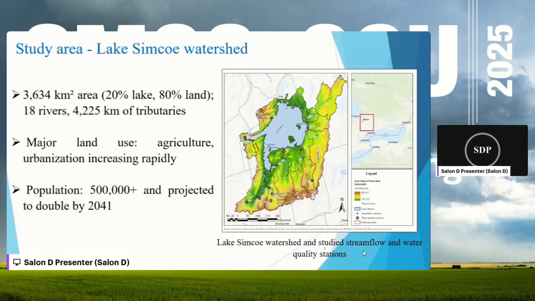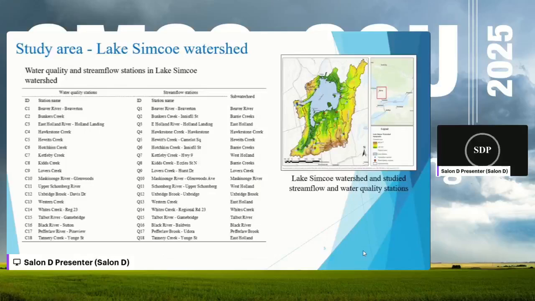Our study area is the Lake Simcoe watershed, located in southern Ontario, with 2,634 square kilometers, 20% lake surface, 18 rivers, and over 4,000 kilometers of tributaries. The major land use in this watershed is agriculture, but rapid urbanization significantly impacts the water quality of the watershed. We use chloride concentration and streamflow data from 80 monitoring stations across the Lake Simcoe watershed that provide comprehensive spatial and temporal coverage.